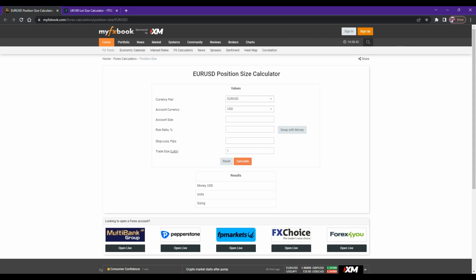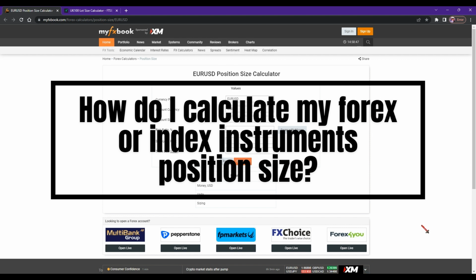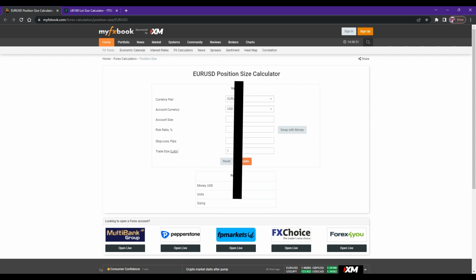Hey guys, a common question that comes up a lot is how do I calculate my position size towards the amount of risk that I want to use? So how do you predetermine the size of the position you're going to use before you open it? Well, you can use a calculator such as the one on Myfxbook.